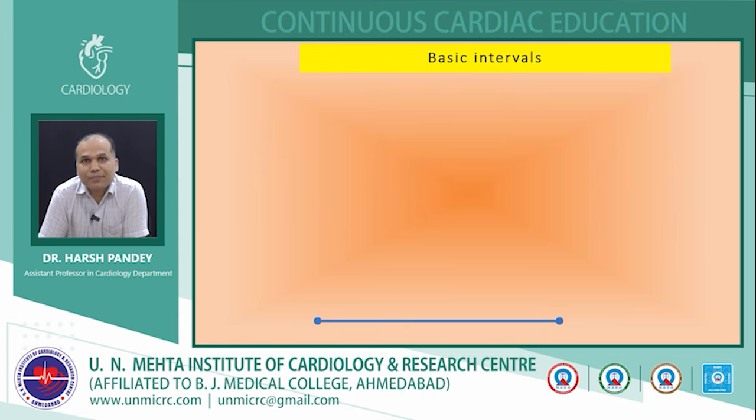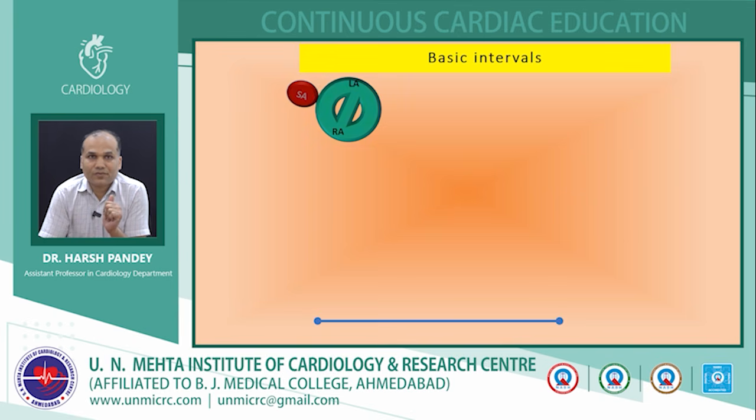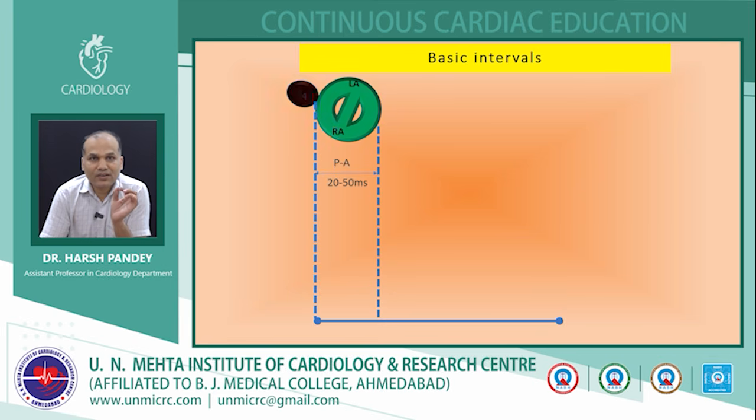So the fourth part: the basic intervals we need to know when we are doing the EP study. The sinus node will discharge and the impulse is going to reach, through the SA node, the right atrium and the left atrium. So the impulse travels from the sinus node till it depolarizes the full atrium. The time taken is labeled as the P to A interval. It is roughly around 20 to 50 milliseconds.